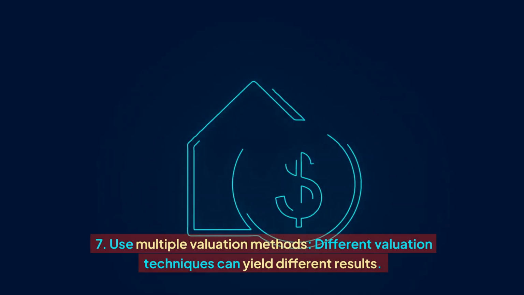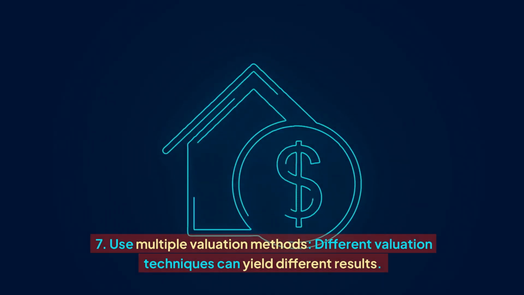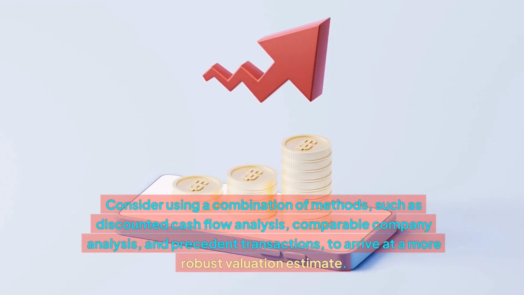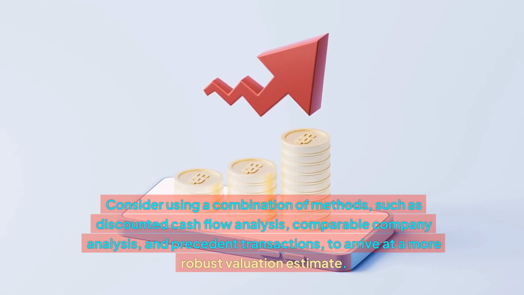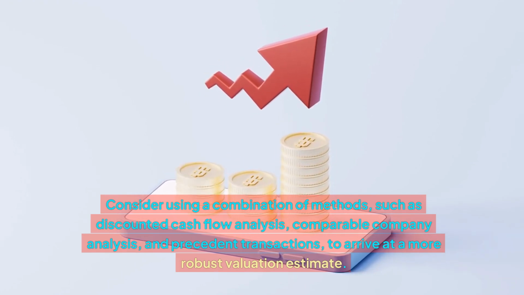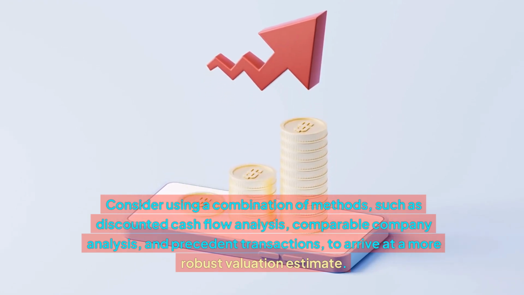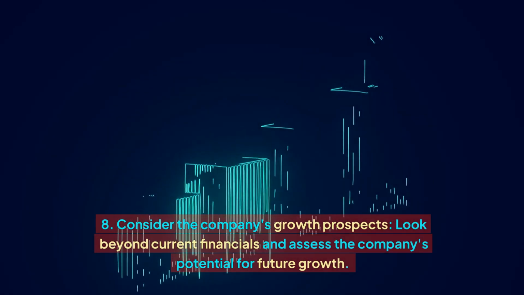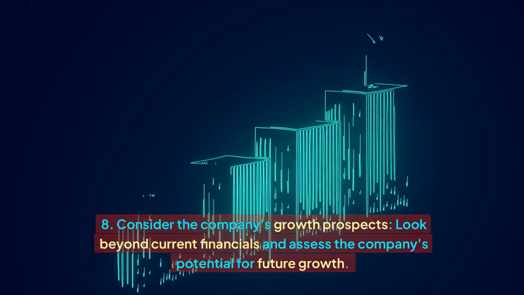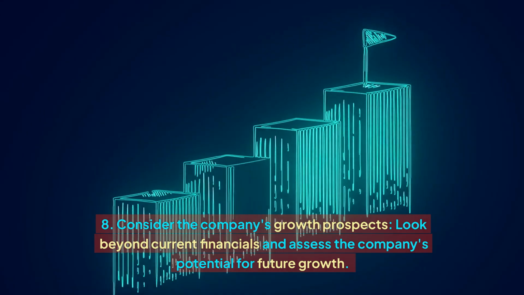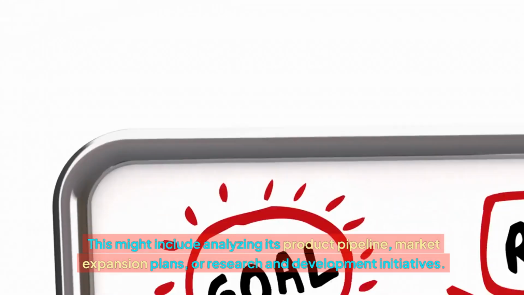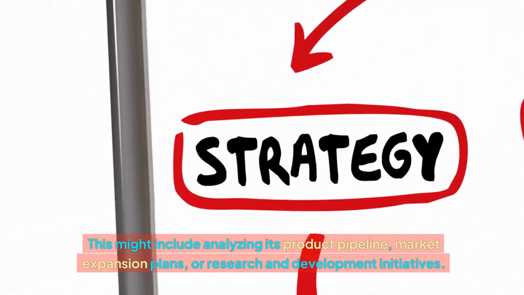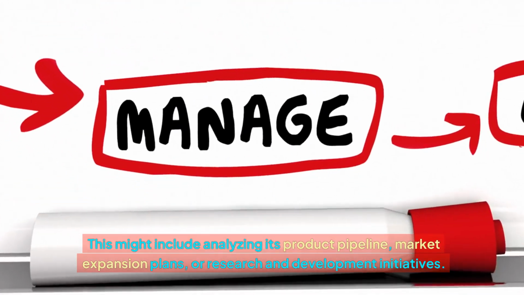7. Use multiple valuation methods. Different valuation techniques can yield different results. Consider using a combination of methods, such as discounted cash flow analysis, comparable company analysis, and precedent transactions, to arrive at a more robust valuation estimate. 8. Consider the company's growth prospects. Look beyond current financials and assess the company's potential for future growth. This might include analyzing its product pipeline, market expansion plans, or research and development initiatives.